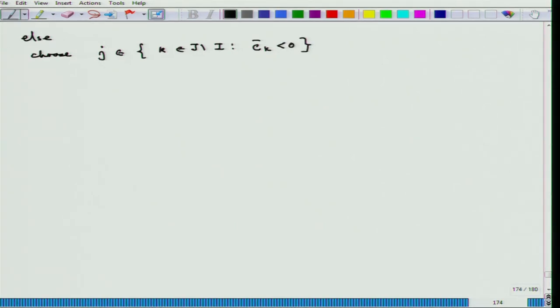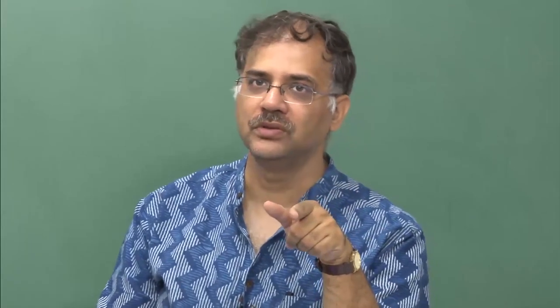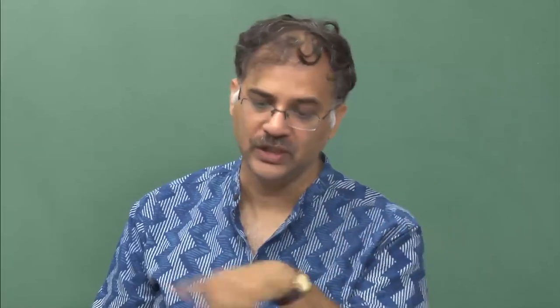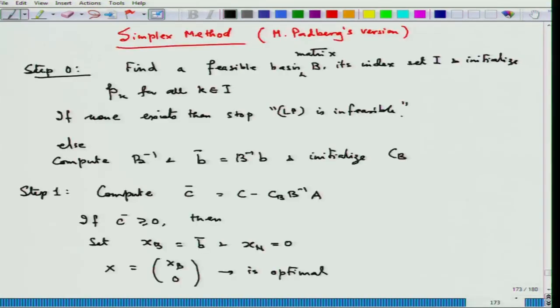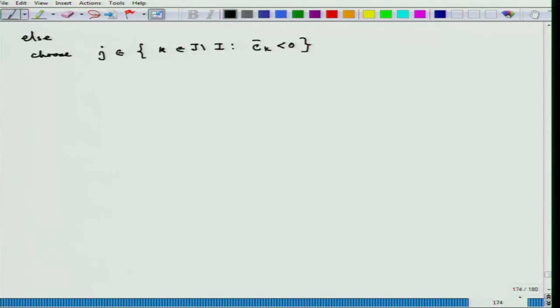So, choose one j. Basically, you choose that value of j for which, among all the k's, C bar_k is of the least value. So, that you choose as j. Everywhere you have to put an end of the loop, which I should be putting. So here, if none exists, then the if loop ends. Here if this happens, or else choose j and end the loop.